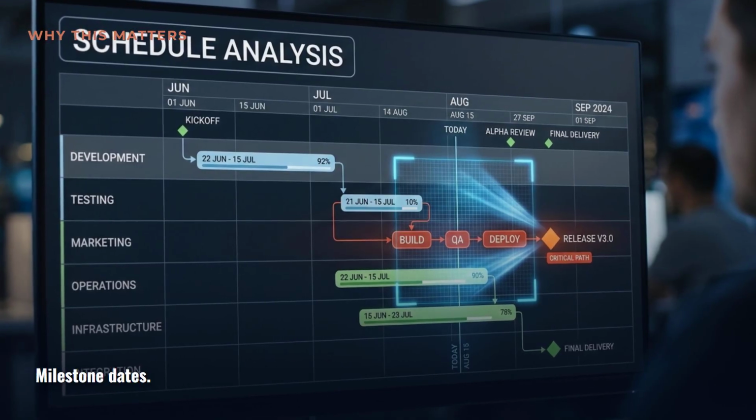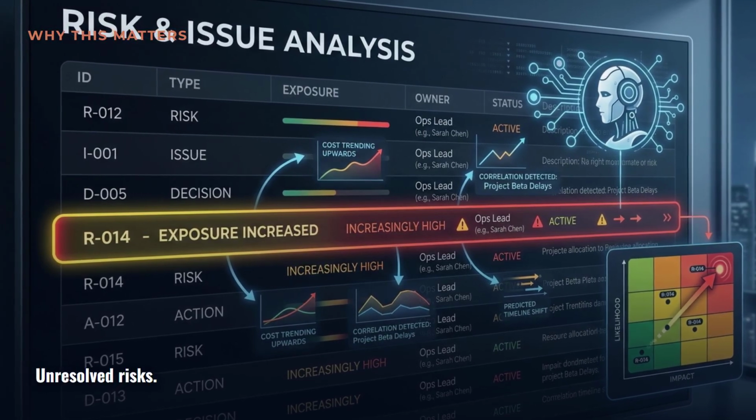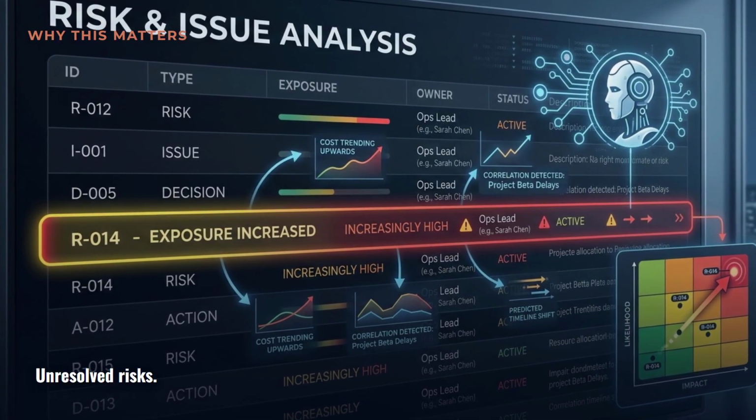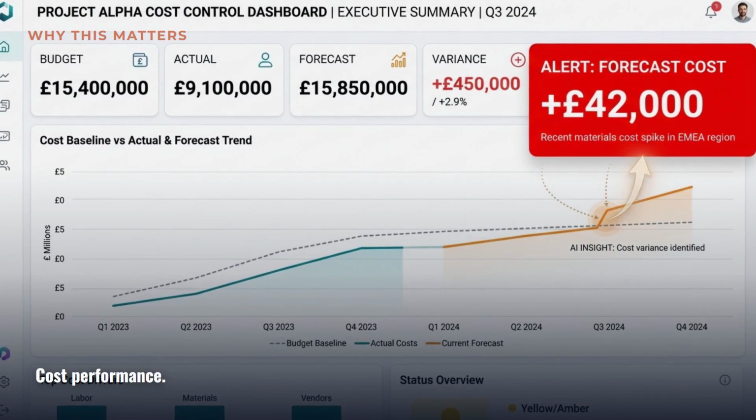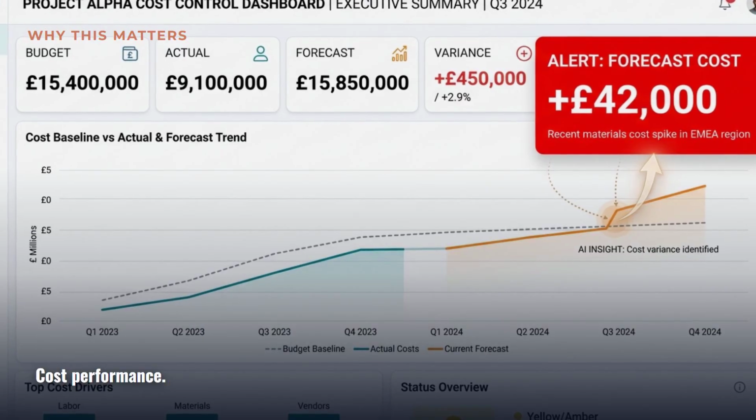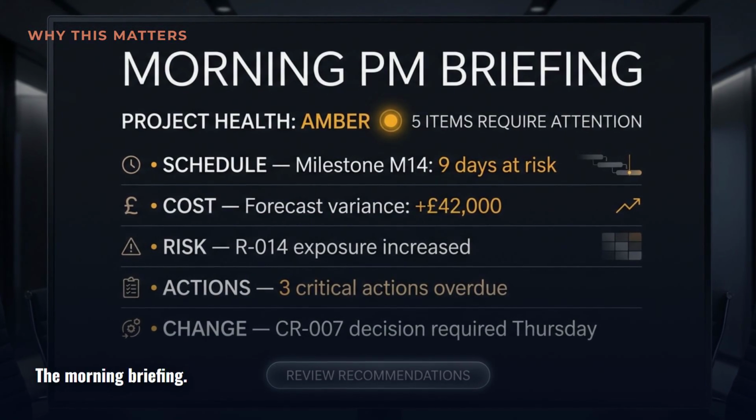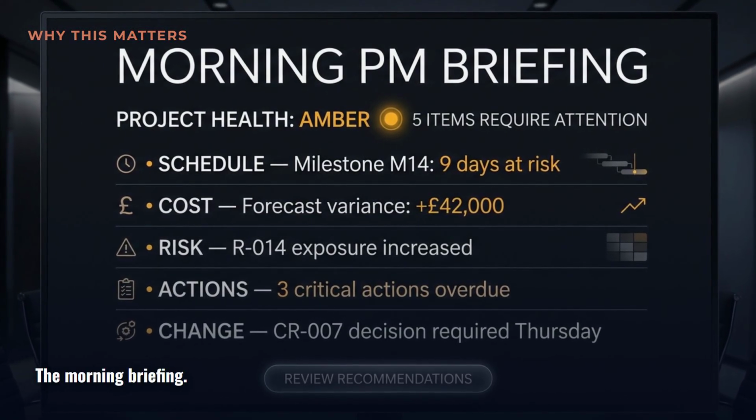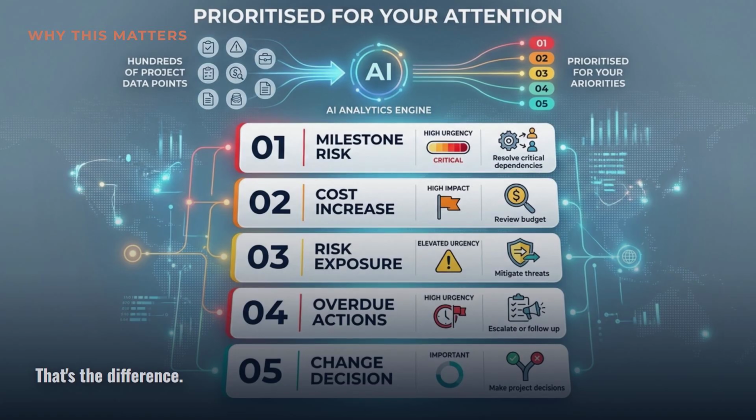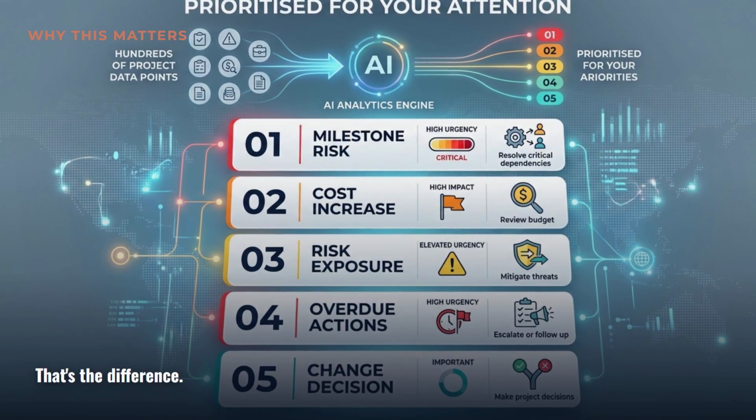Imagine a project control agent. Its goal is simple: continuously flag anything that needs my attention. Every morning, it reviews the latest project information, milestone dates, overdue actions, unresolved risks, cost performance, recently raised changes. Then it produces something like this. 2 milestones are at risk. 3 critical actions are overdue. 1 risk has increased in exposure. Forecast cost has increased by £42,000. A change request needs a decision by Thursday. Notice what happened. I didn't ask 5 separate questions. The agent understood the objective and ran the whole sequence itself.